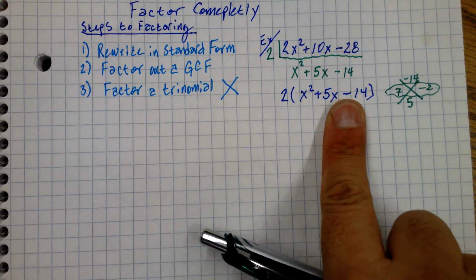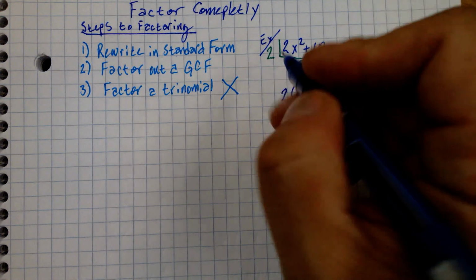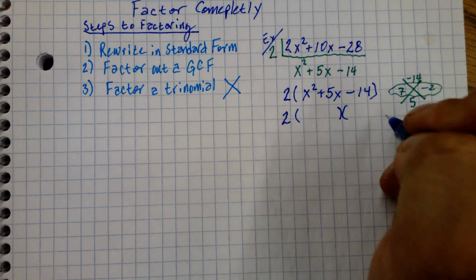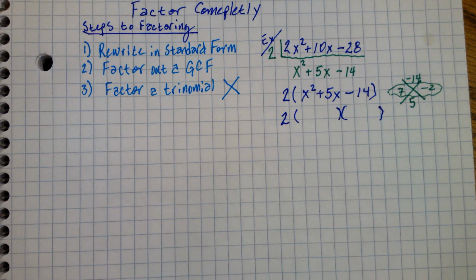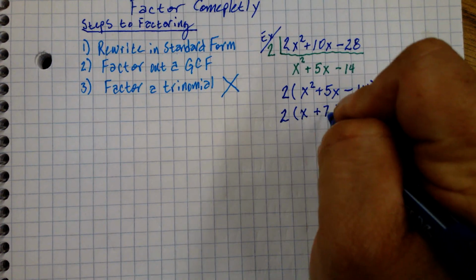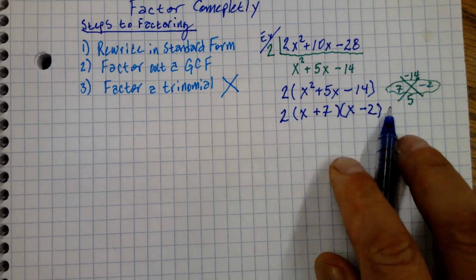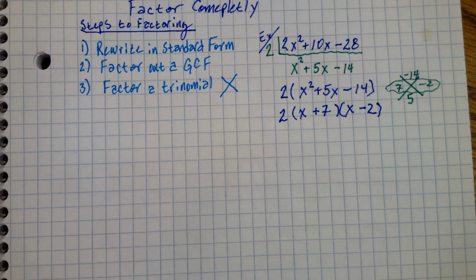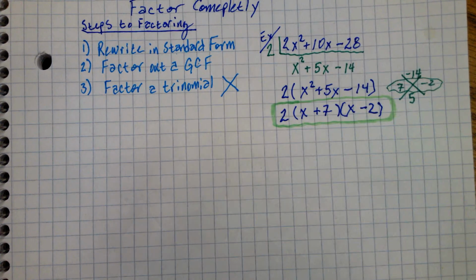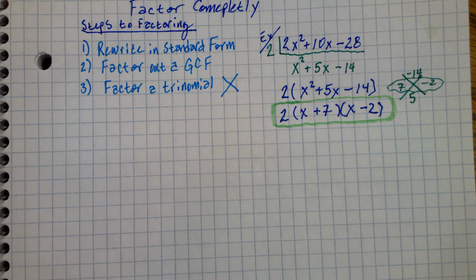So that means this does factor. It factors to this. Well, the 2 stays there, but then we get two binomials. x is here, and we have plus 7 and minus 2 from here. And that is our answer. 2 times x plus 7 times x minus 2. Any questions?